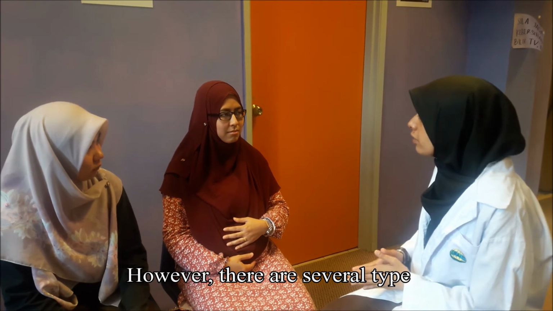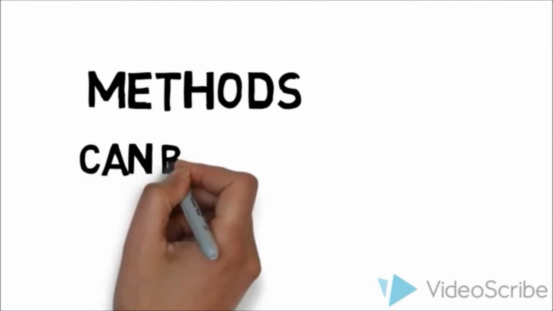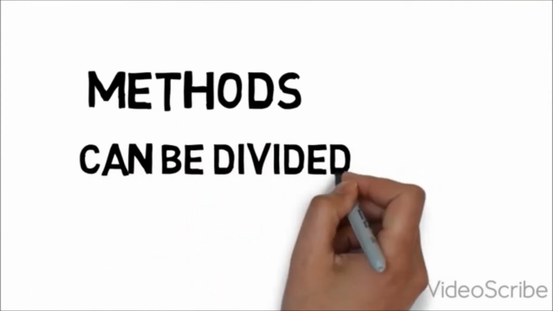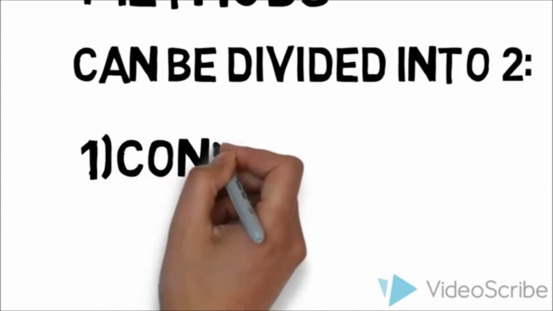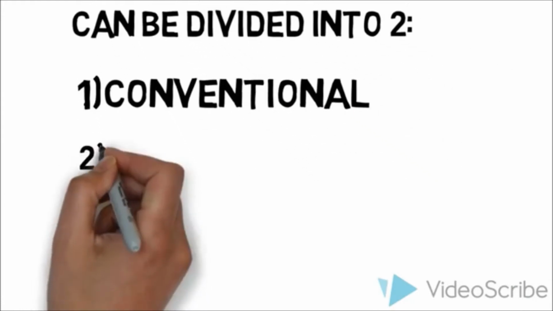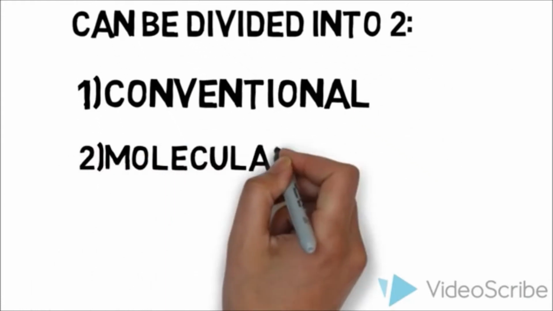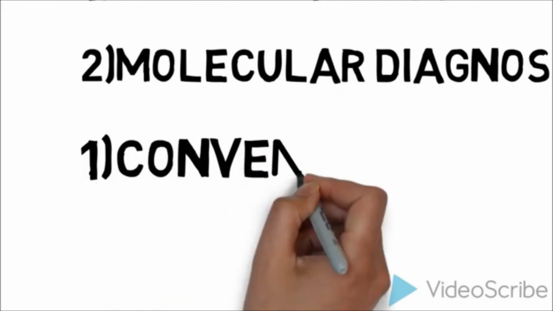However, there are several ways to conduct prenatal diagnosis. So next, we proceed with the methodology on how to conduct prenatal diagnosis. The methods can be divided into two categories. The first one is known as the conventional method, and the second one is the molecular diagnostic method. So we proceed with the first aspect, which is the conventional method.